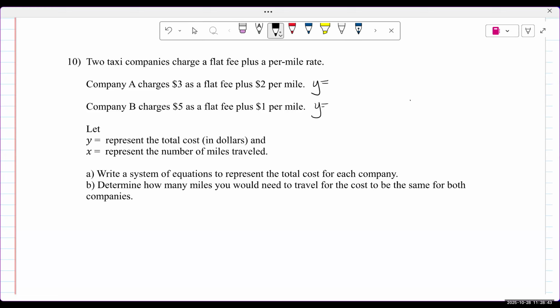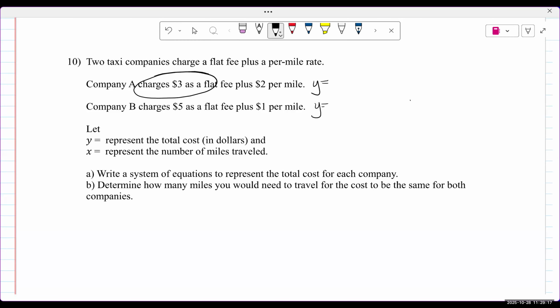Number 10, 2 taxi companies charge this amount. Okay, so company A charges a $3 flat fee. Company B charges a $5 flat fee. So we're going to write equations to see at what point would you be paying the same amount no matter which company you choose, A and B. Okay, at how many minutes or how many miles are they equal to each other? So here's the important thing.